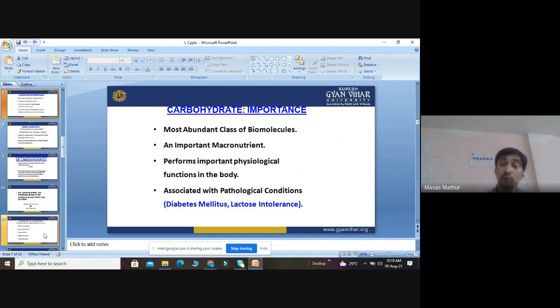Okay, so these are the two major pathological diseases which are caused by excessive intake of carbohydrates: diabetes mellitus and lactose intolerance. Basically they occur due to the deficiency of insulin, because the pancreas is not able to synthesize insulin, which generally causes diabetes. The detailed mechanism is beyond the scope of our topic. We should just know that excessive intake of carbohydrates causes two diseases, that is diabetes mellitus and lactose intolerance.